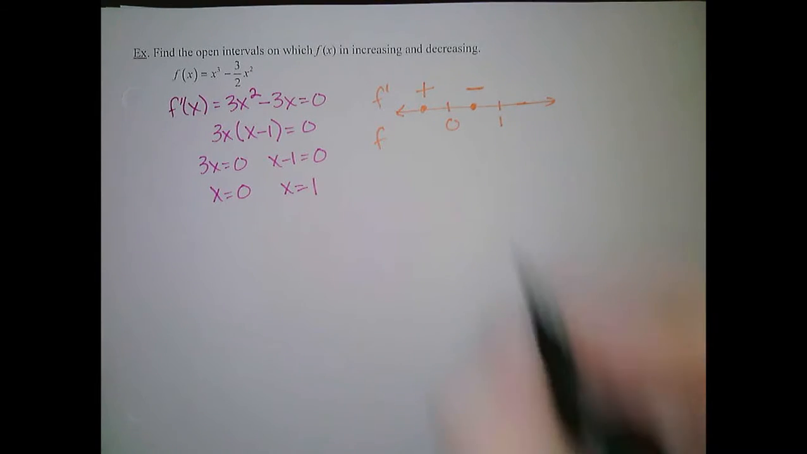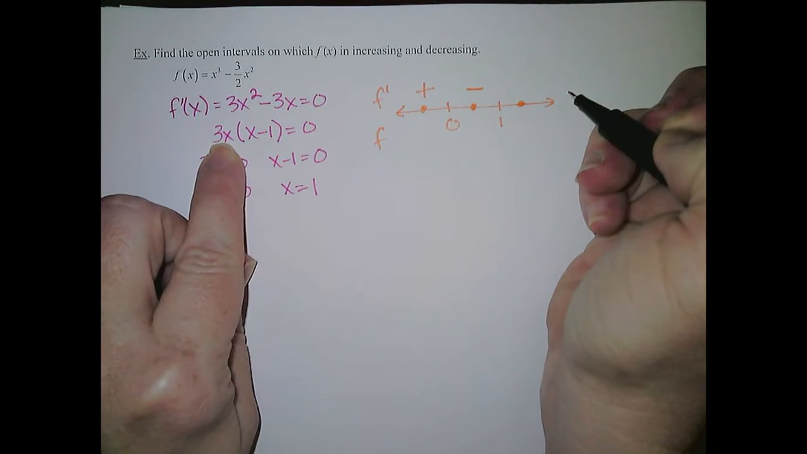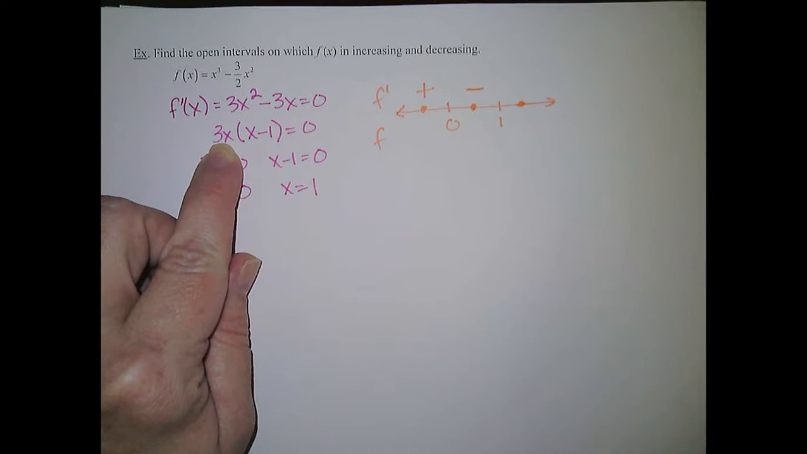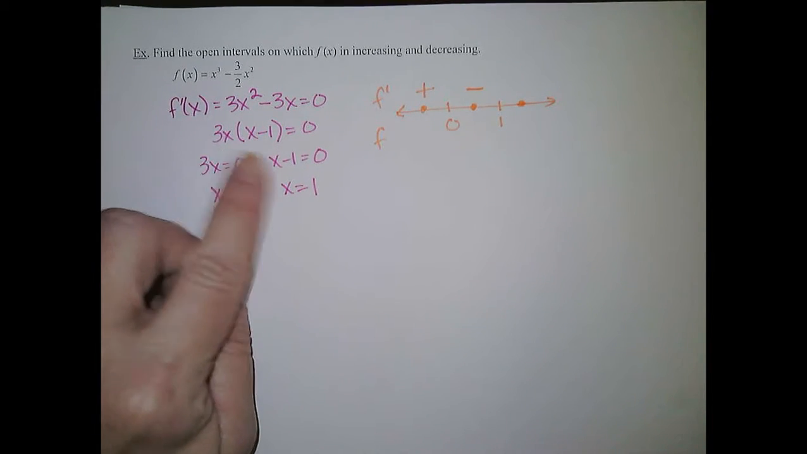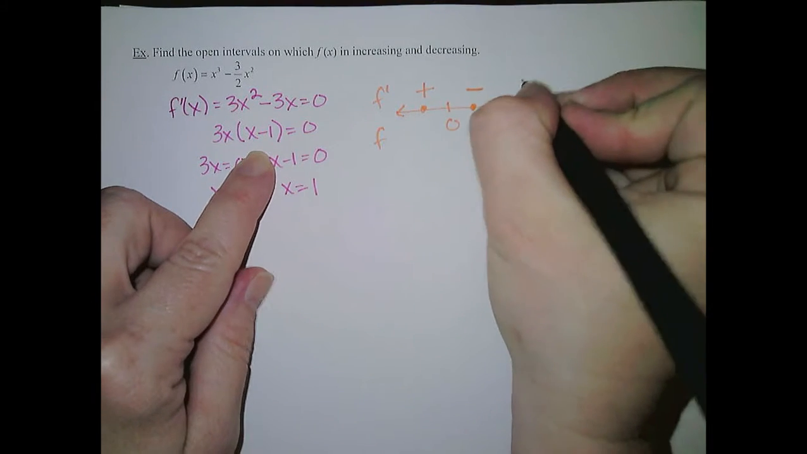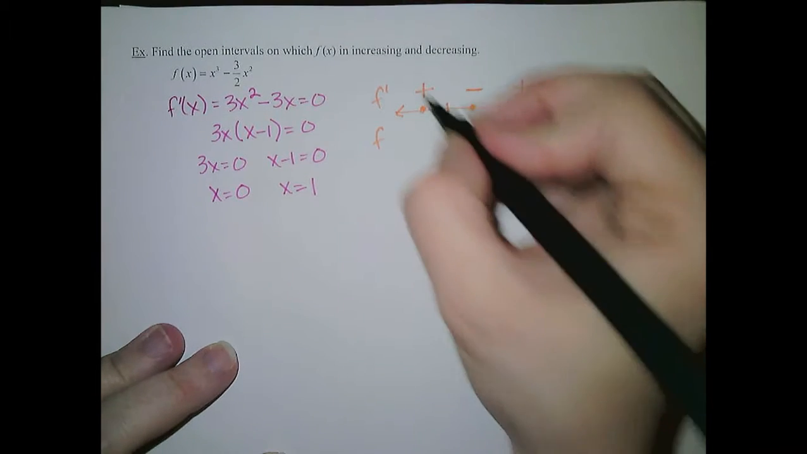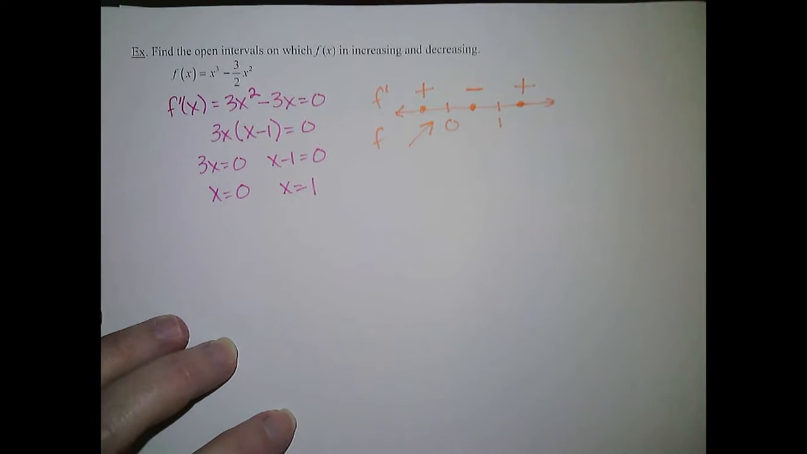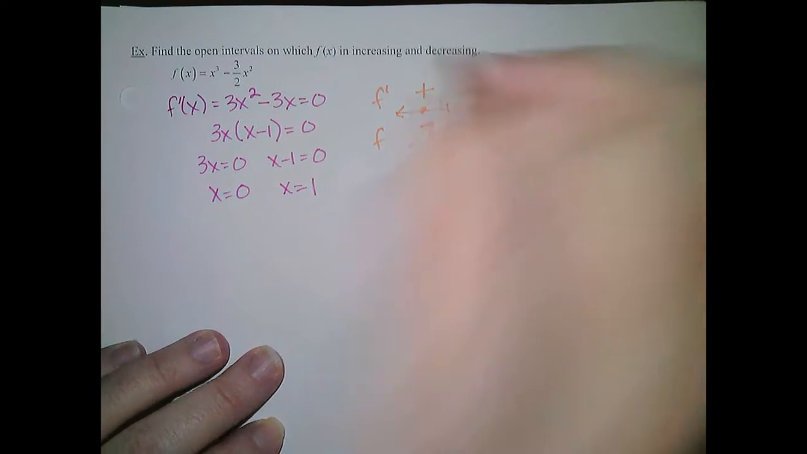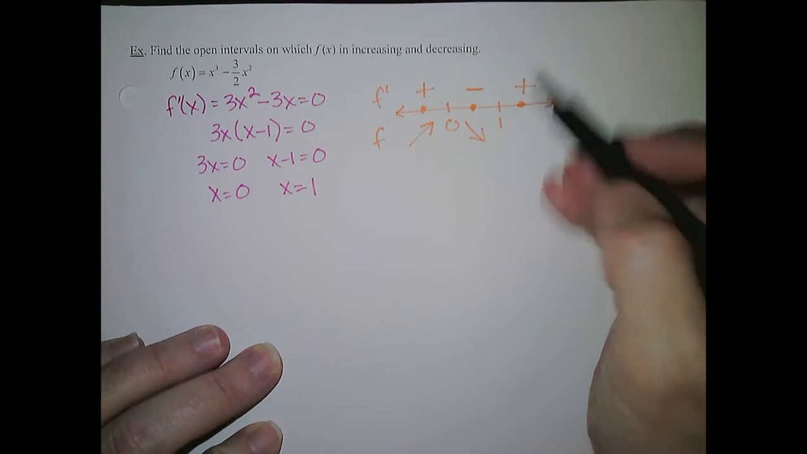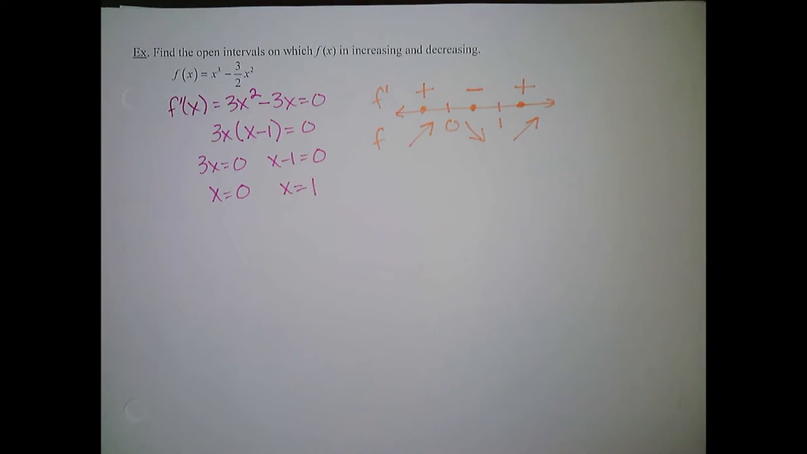And then finally, if I plug in a number that is greater than 1, I would have a positive number times 3, which is positive. If I plug in something that's bigger than 1 and subtract 1, it's also going to be positive, and a positive number times a positive number will give me a positive, which means that in this region, my function must be increasing because its derivative is positive. In this region, my function must be decreasing because its derivative is negative. And then finally, in my last region, again, my function must be increasing because its derivative is positive.